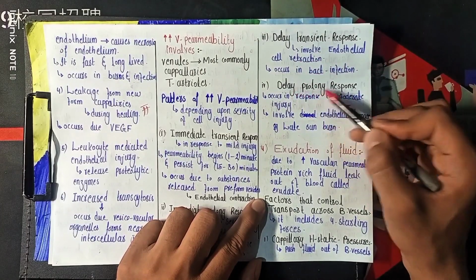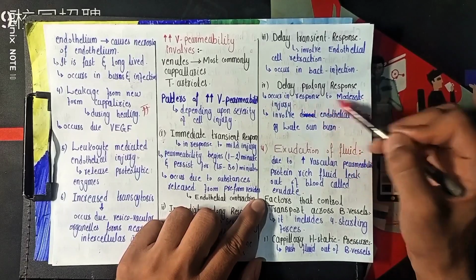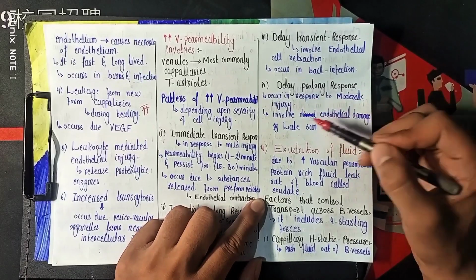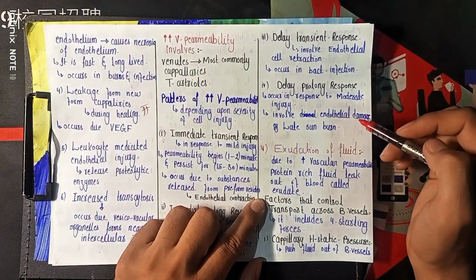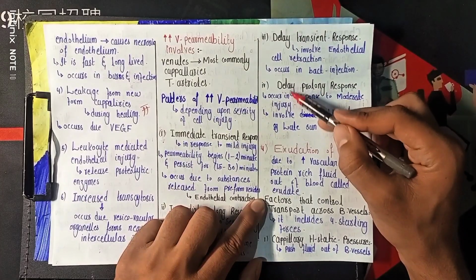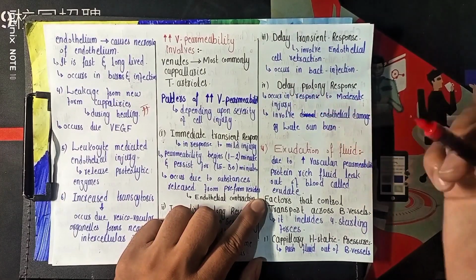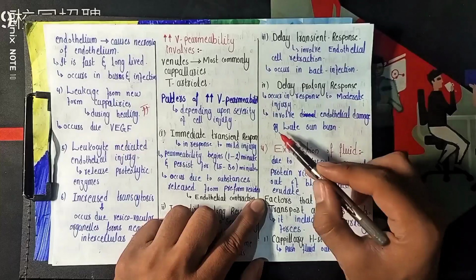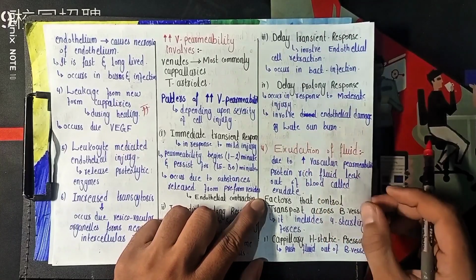Fourth is the delayed prolonged response that occurs in response to moderate injury, and it involves endothelial damage. Delayed means that the permeability increases slowly, and prolonged means that it remains for a longer duration. An example is the late sunburn.